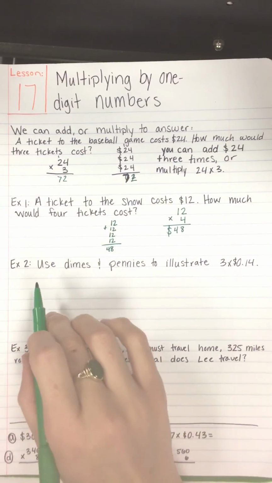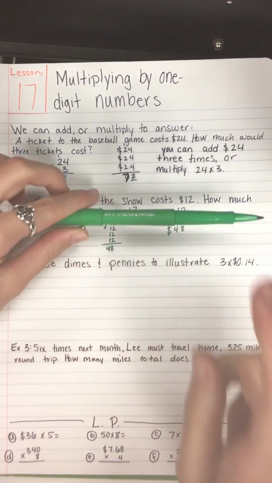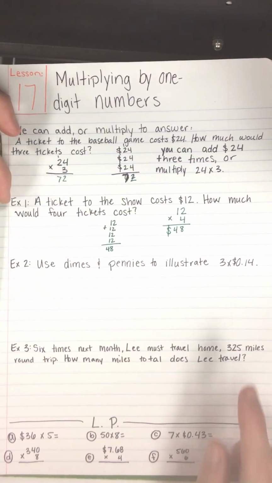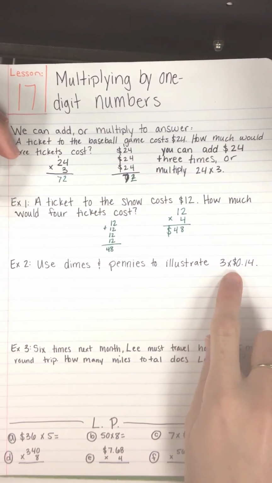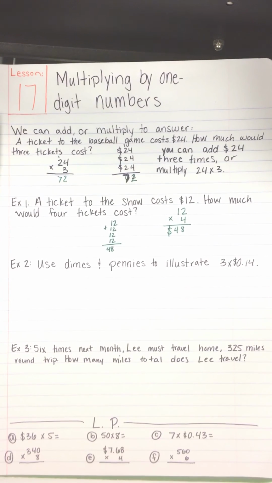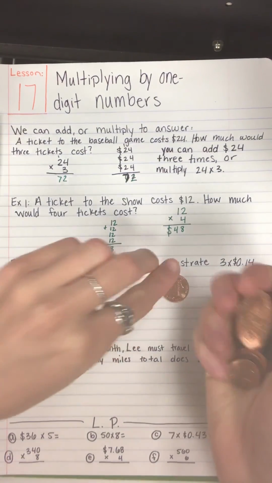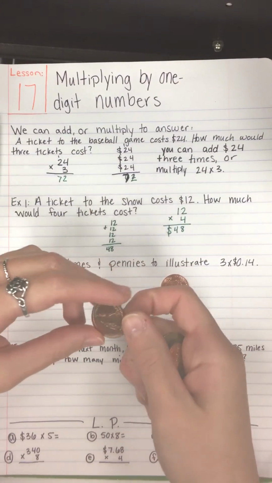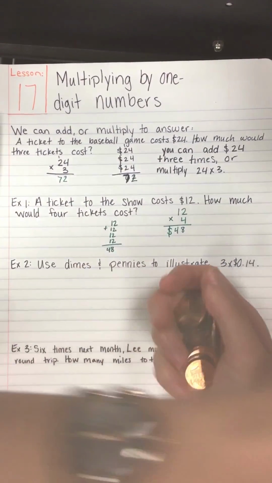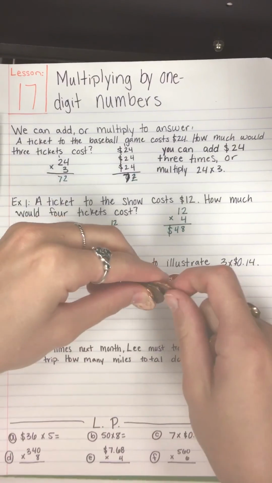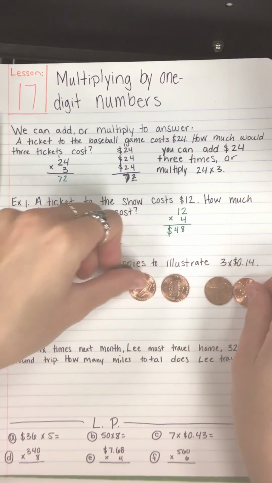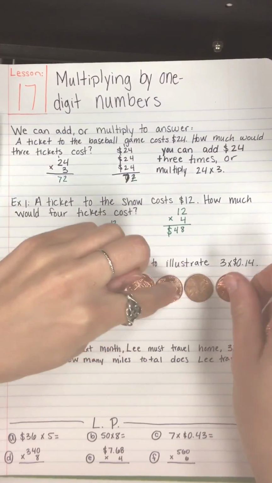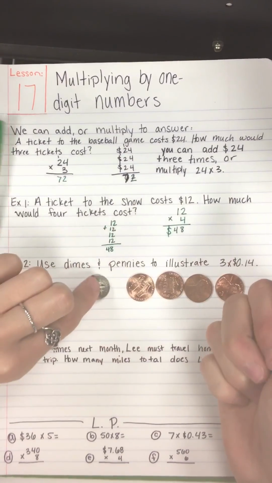All right. Example 2. Use dimes and pennies to illustrate 3 times 14 cents. So, lucky for you, your teacher is prepared with her dimes and pennies to show you this. Now, I'm not going to use this penny, but I do like this penny, the Grand Canyon penny. And so we're going to do 14 cents. So 4 pennies and 1 dime.